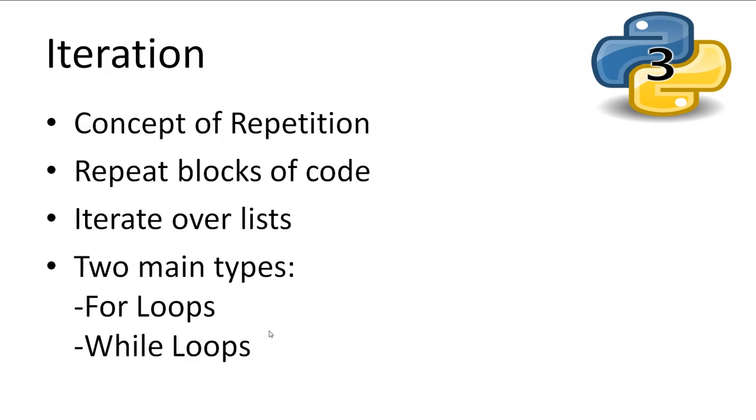Iteration is part of the third concept of programming, which is repetition. Repetition is the process of repeating blocks of code over and over. This could be a defined amount or until a certain condition is met. Python has two ways of repeating code, the for loop and the while loop.